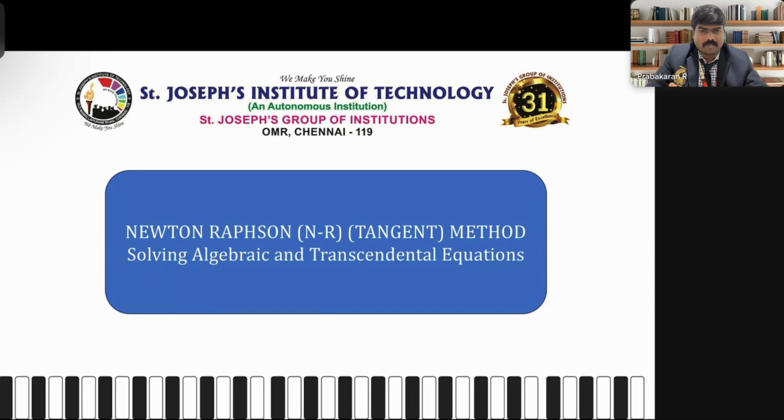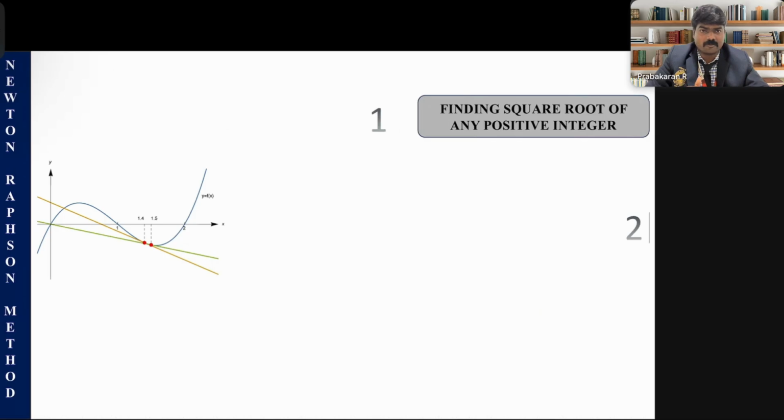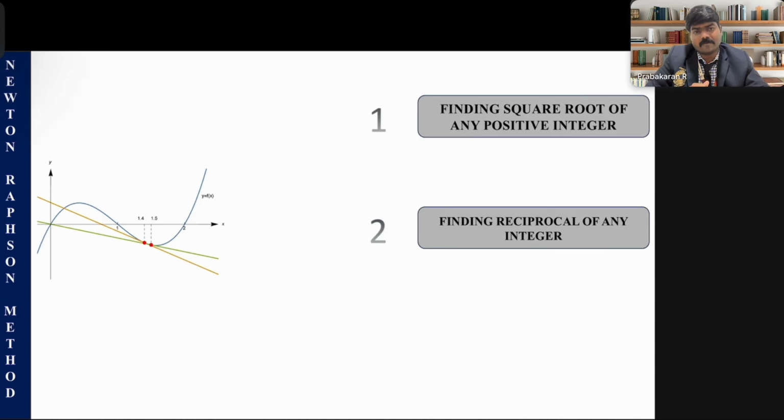And we can have a doubt about why we need to know these things, without being aware of that, we are just utilizing the Newton-Raphson method. But this is the foundation for finding out the square root of any number and moreover the reciprocal of any number. So as I said, first we are finding out the square root of any integer using the Newton-Raphson method, and next we are going to find the reciprocal of any integer.